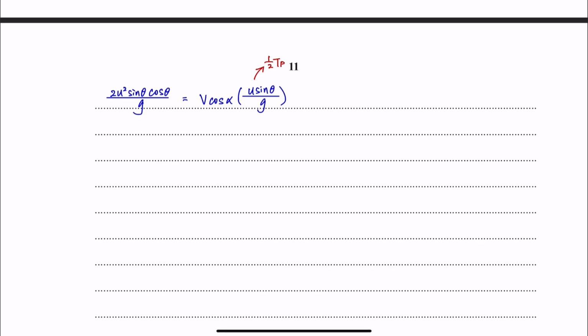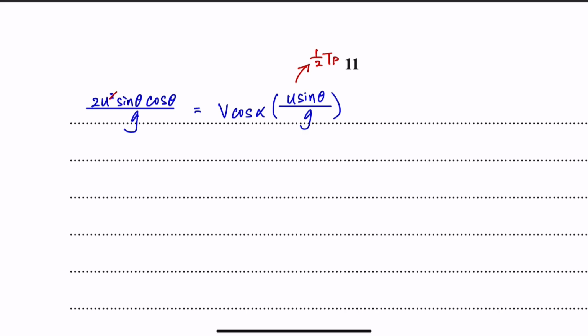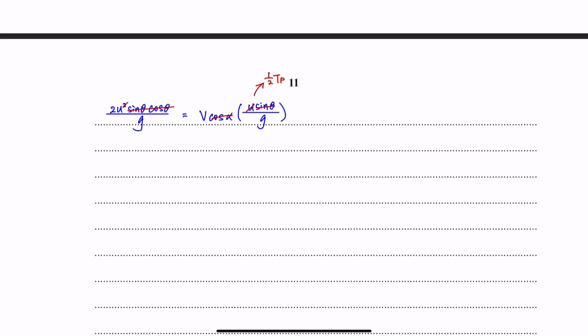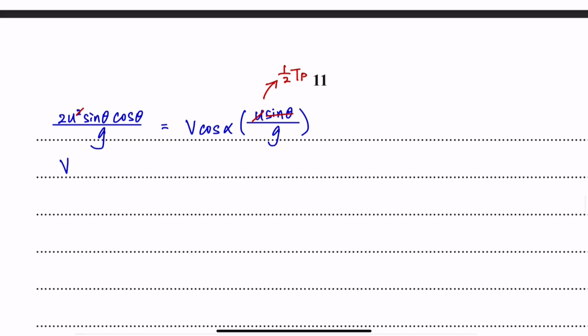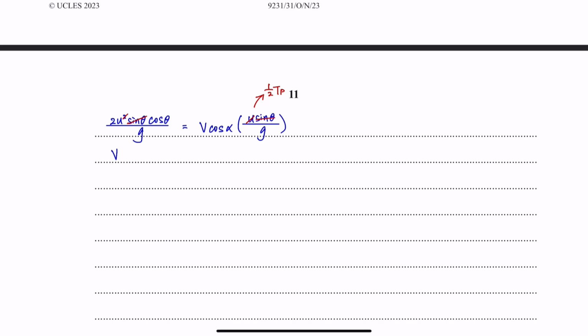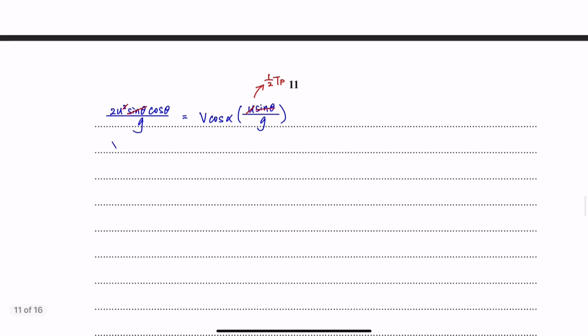So we can cancel off the u here, sine, cos. So now we have v, sorry, the cos here is different. My bad. We can only cancel the u and the sine. So v cos alpha is equal to 2u cos theta, because we can cancel the g as well.